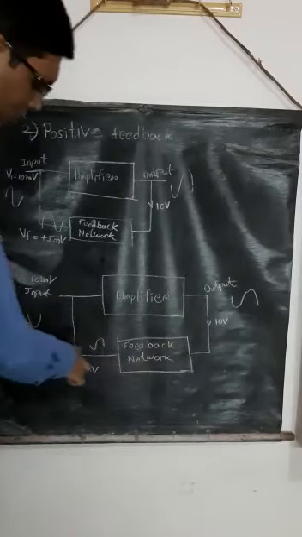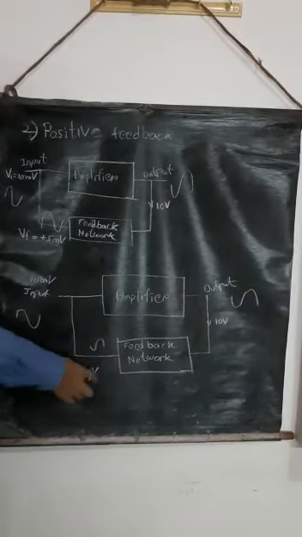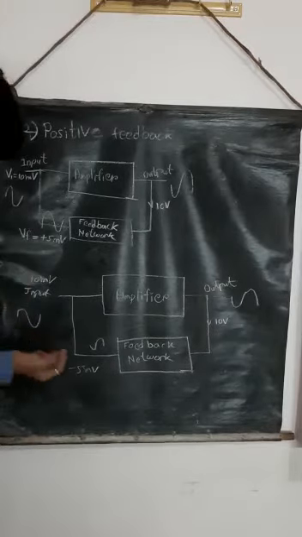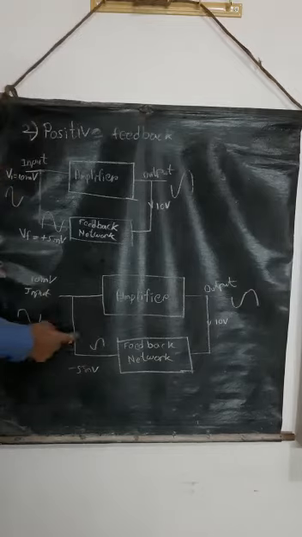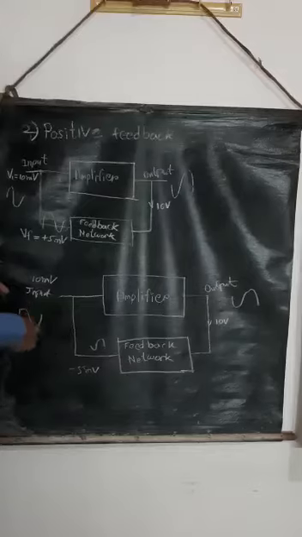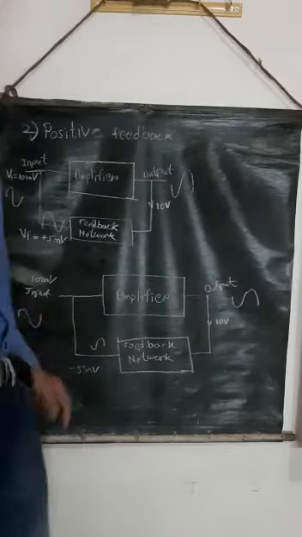This feedback network will give you minus 5 millivolt. Minus 5 millivolt means it is negative feedback. We are providing feedback with this negative sign, which means it is 180 degrees out of phase with the input. So it is called negative feedback. Okay.